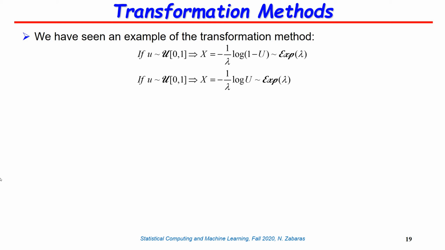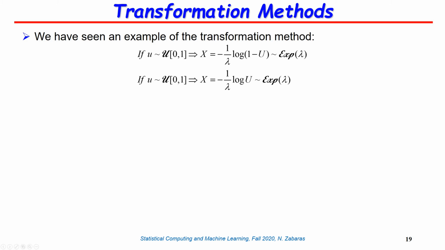So to motivate this, I am going to write down the two equations that I had before. If u is a uniform random variable from 0 to 1, then x given by minus 1 over lambda log of 1 minus u is the exponential distribution with parameter lambda, and minus 1 over lambda log of u is also the exponential distribution with parameter lambda. So the idea here is, if u are samples from a uniform distribution from 0 to 1, then these x's are samples from the exponential distribution with parameter lambda.